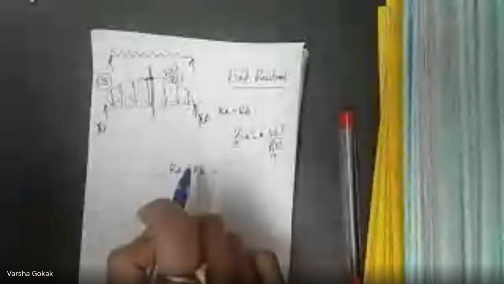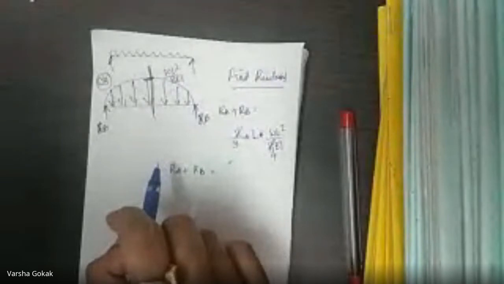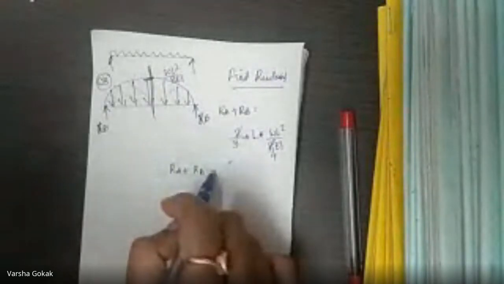First, quickly, how do I draw the shear force and bending moment diagram for a conjugate beam? What is RA plus RB equal to? What is the total load that is coming down? WL square by 8 EI. Quickly.